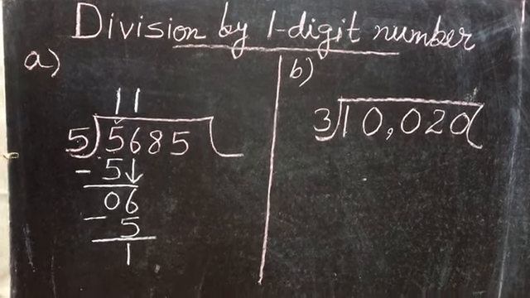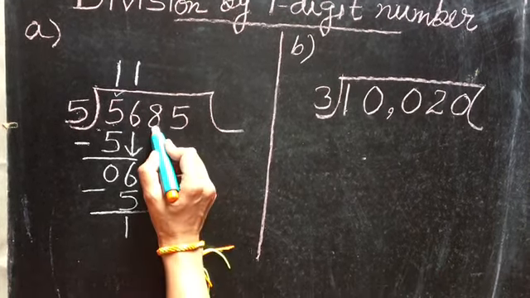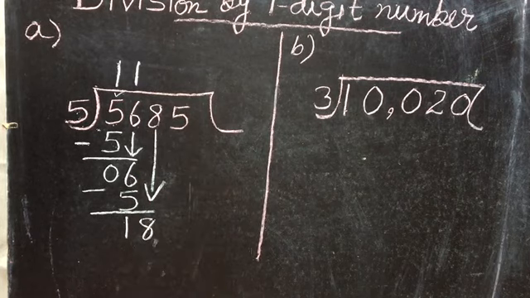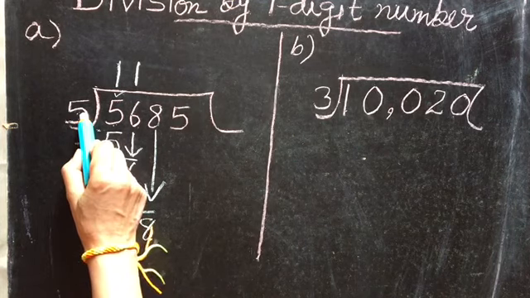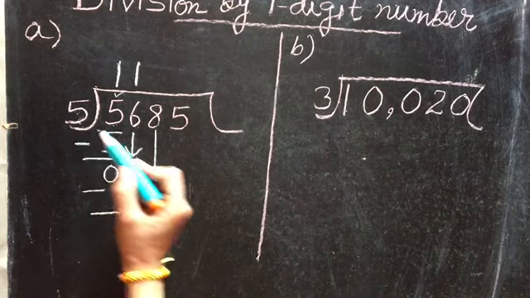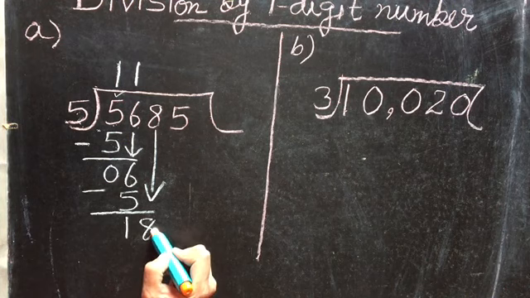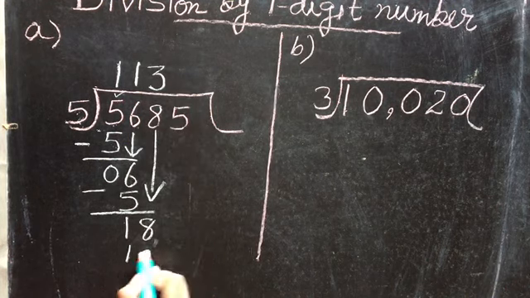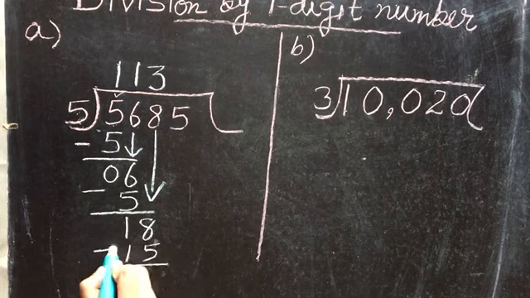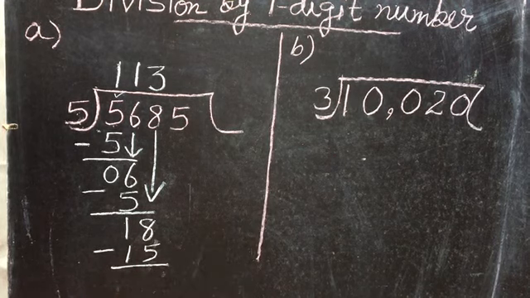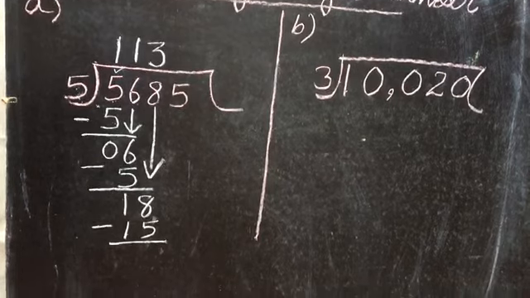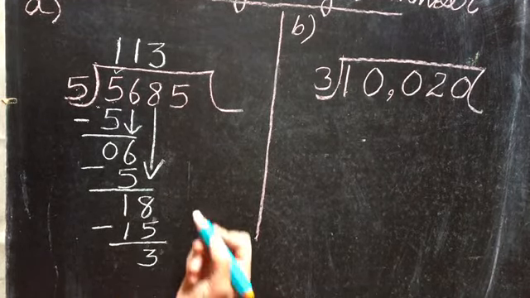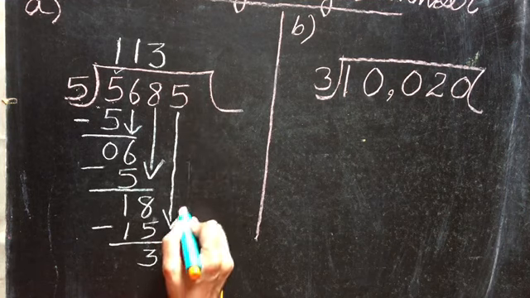Now in this, 8 will go down. So it will be 18. Now you will have to find any number in the table of 5 which is either equal to or less than 18. So 5 3s are 15. Again subtraction, fine. So 18 minus 15 is 3. So this 5 will come down now.